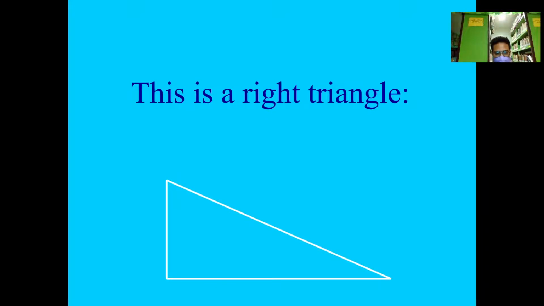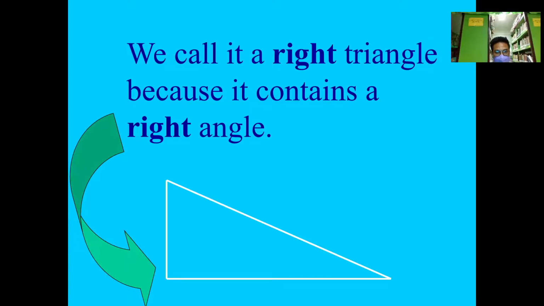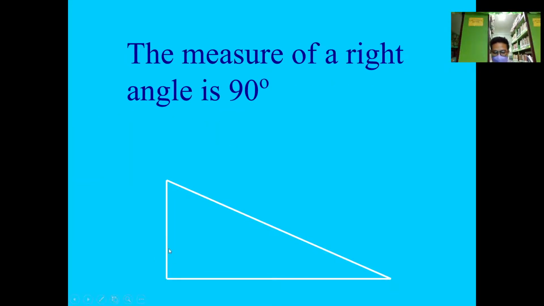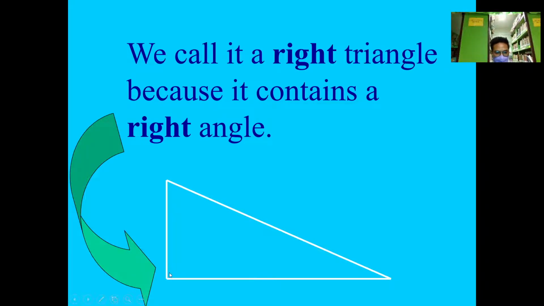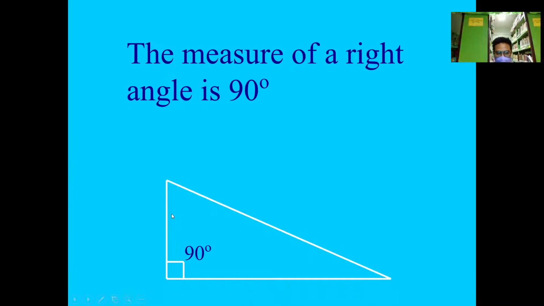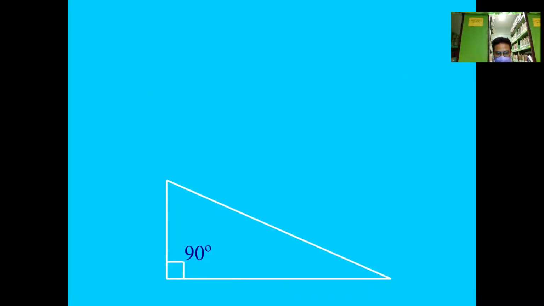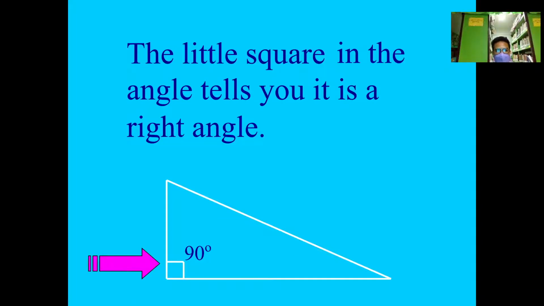Now, this is a right triangle. We call it a right triangle because it contains a right angle. The right angle is located here. Ayan yung tinatawag na right angle. The measure of a right angle is 90 degrees. The little square in the angle tells you it is a right angle.